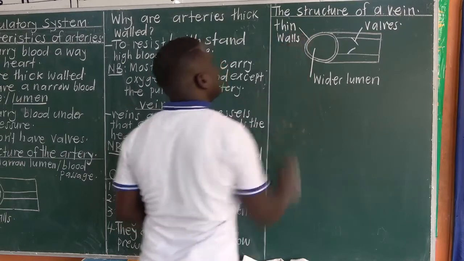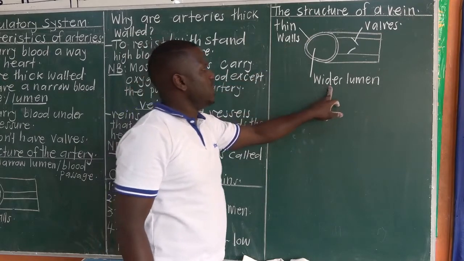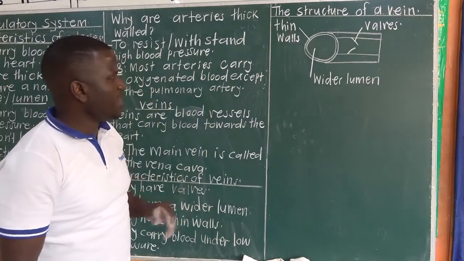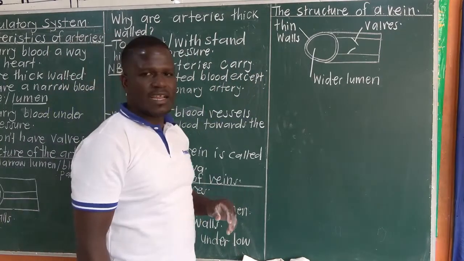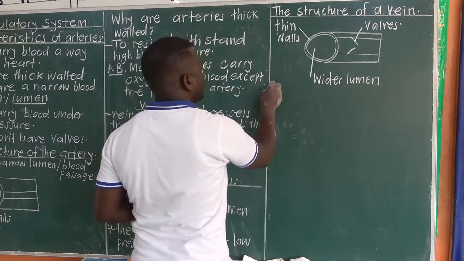So veins have thin walls. They have a wider lumen. Then they have valves. Then blood that flows through veins is under low pressure. Now let's look at the importance of the valves.